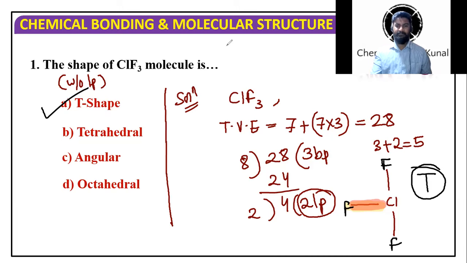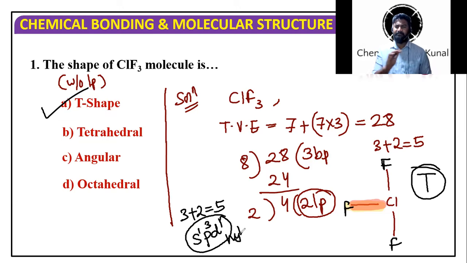For example, if for the same question they asked you hybridization, how to do it? 3 plus 2, 5. Hybridization will be s 1, p 3. So 3 plus 1, 4. 4 plus 1, 5. So sp3d hybridization. Simple. Within seconds, you can do it. So I hope the example that we've done was clear to you and you've learned a lot of new things today. And using this shortcut, you can do questions within seconds now.